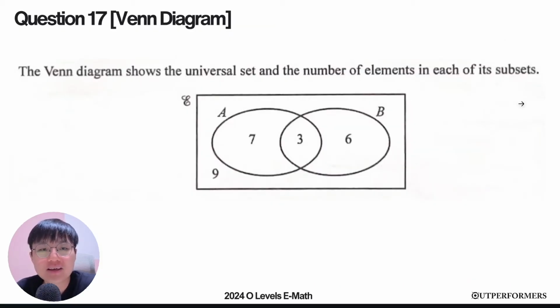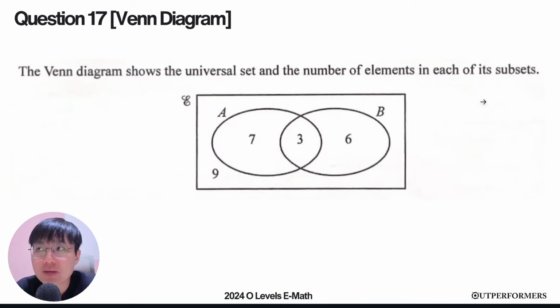Next, we have a Venn diagram question, question 17. So this Venn diagram question is actually rather interesting because the first statement is actually super important. Let's take a look at what it is. The Venn diagram shows the universal set. Okay, of course, it's the entire set right here, and the number of elements in each of its subsets.